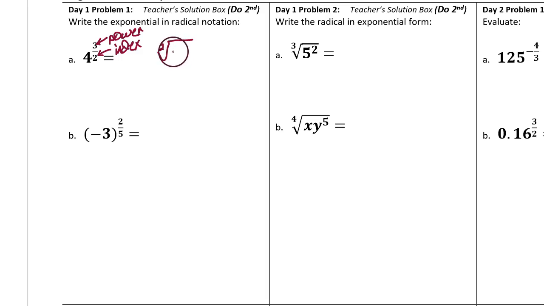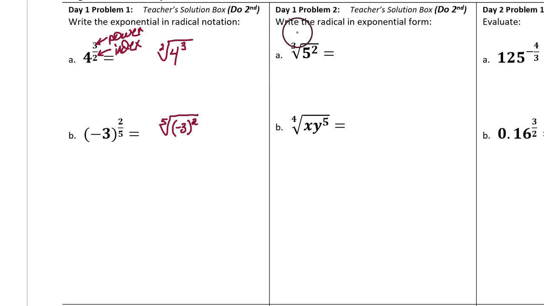On the inside of the radical, put the 4, and then use the 3 as the exponent on the 4. Because it is a square root, you don't have to put a 2 in the place of the index. Let's do question B in the same way. We're going to make a radical, and it's going to be a 5th root, using the denominator of the exponent as the index. Then inside the radical, put the -3 to the 2nd power, using the numerator of that exponent as the exponent inside there.